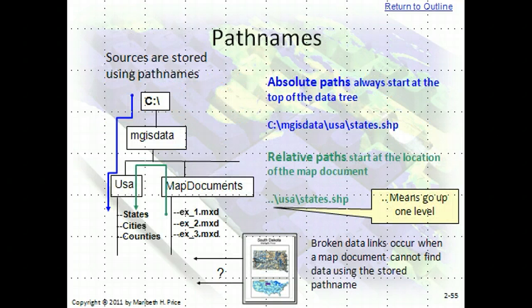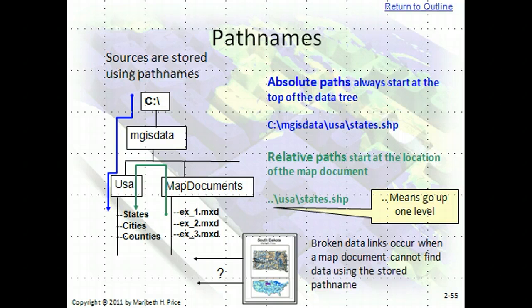The path name just described in the previous slide is termed an absolute path name because it starts at the drive letter and proceeds downward to the file. When searching for a file using an absolute path name, the search begins at the drive level. A relative path name is used to indicate that search should begin in the folder containing the map document.